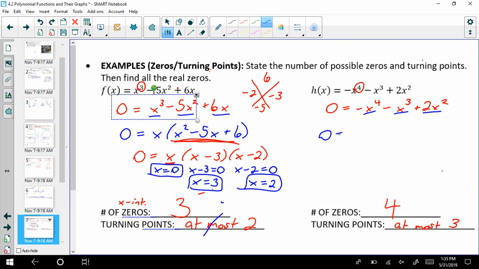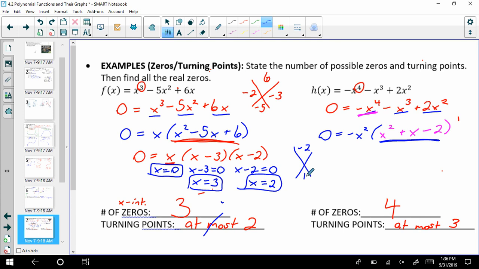And personal preference of mine, I'm actually going to factor out a -x squared. I think it's easier to factor anytime you can get the leading term to be positive. So if I divide a -x squared out, I'd have a positive x squared, a plus x, and a -2. Now let's factor further. So I want to multiply to -2 and add to 1. So it would have to be a +2 and a -1.